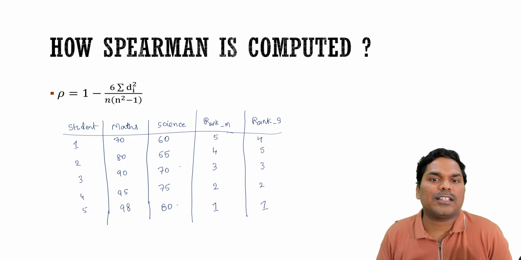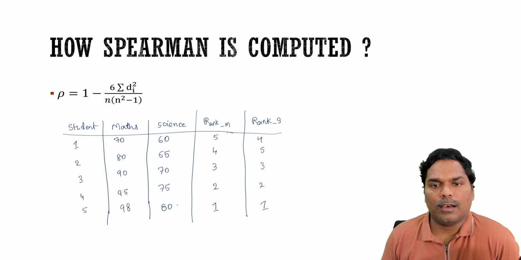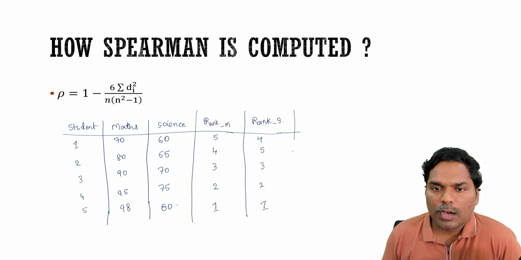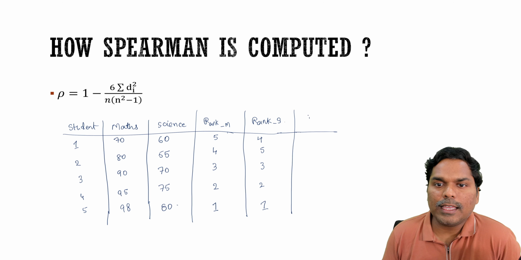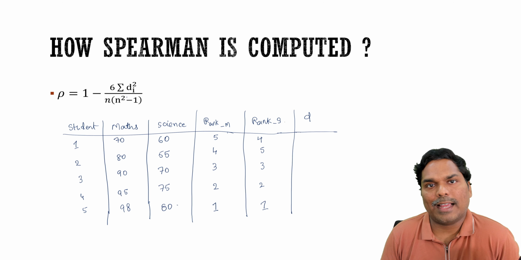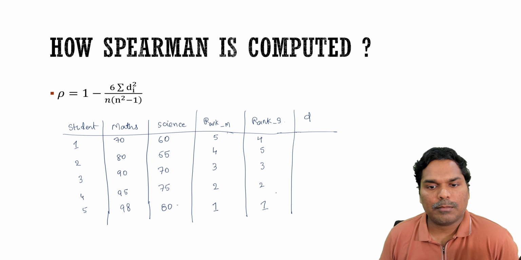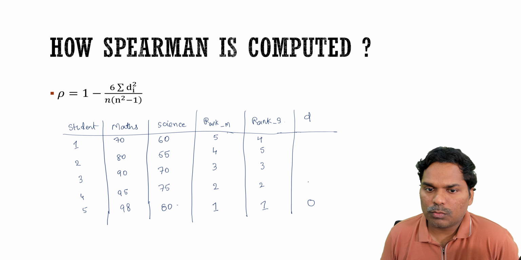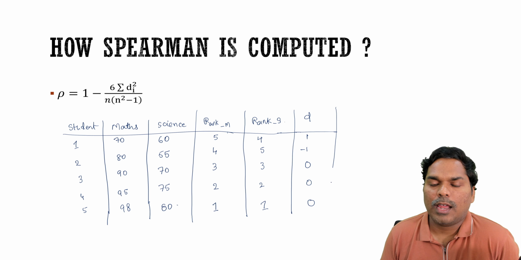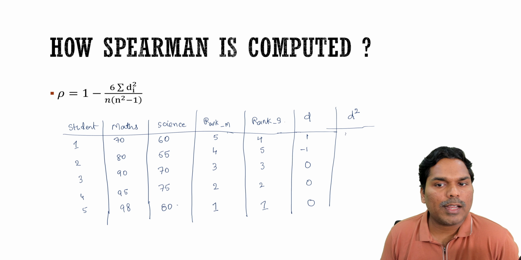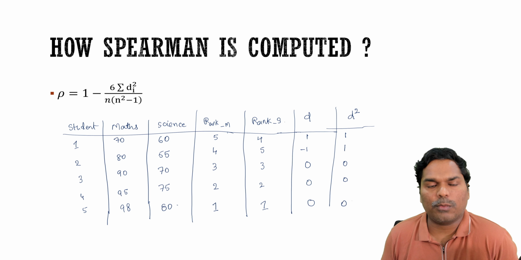So just interchange your ranks here. Now you are going to calculate D. D is going to be the difference of the ranks between the same. So the difference of rank is 0, 0, 0, 4 minus 5, this is minus 1, 5 minus 4, this is 1. And from here you calculate D square. D square is going to be 1, 1, 0, 0, 0.